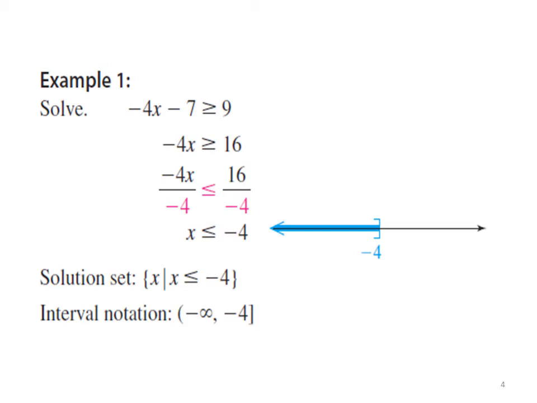You can graph the solution set. This is the set of all points to the left of minus 4, and all x less than or equal to minus 4. So you can just graph it by starting with minus 4, including minus 4, and all the points to the left of minus 4. The solution set is x such that x is less than or equal to minus 4. If you want to write this in interval notation, this is the interval from minus infinity to minus 4, including minus 4.